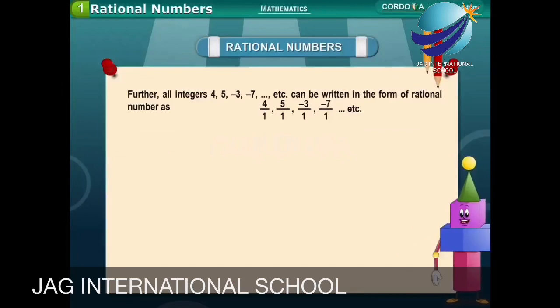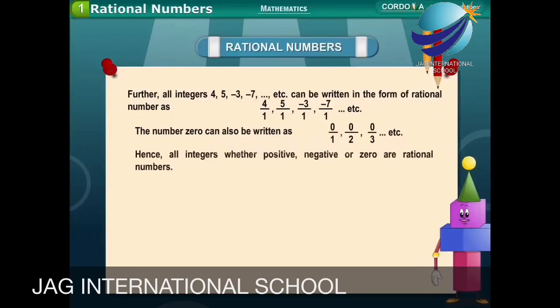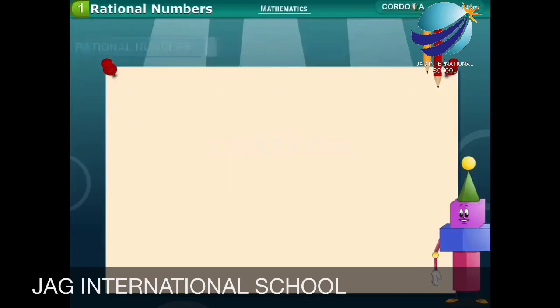Further, all integers 4, 5, minus 3, minus 7, etc. can be written in the form of rational numbers as 4 upon 1, 5 upon 1, minus 3 upon 1, minus 7 upon 1, etc. The number 0 can also be written as 0 upon 1, 0 upon 2, 0 upon 3, etc. Hence, all integers, whether positive, negative or 0, are rational numbers.